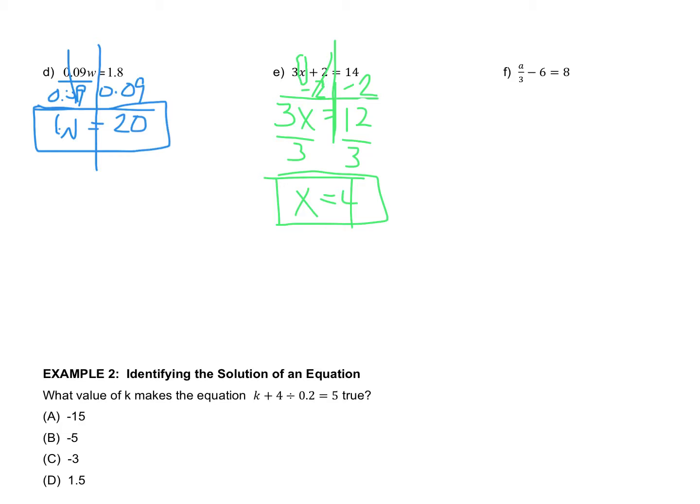All right, and then the last one for now. This one I see two different operations, a divided by 3 and a subtraction of 6. So again, regular order of operations would say do your division first, but I know in this case, because I'm solving for a variable, I'm actually going to be doing subtraction first.